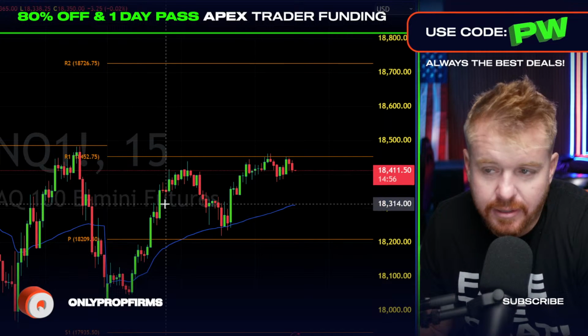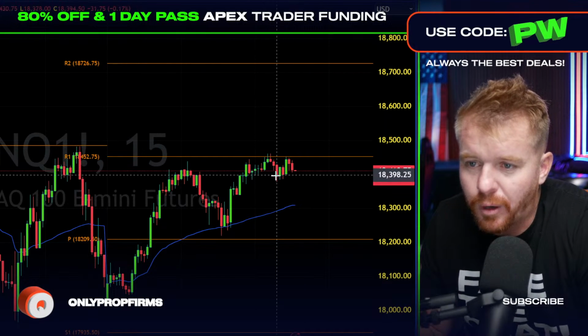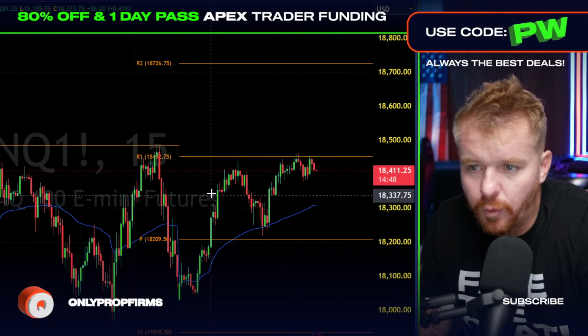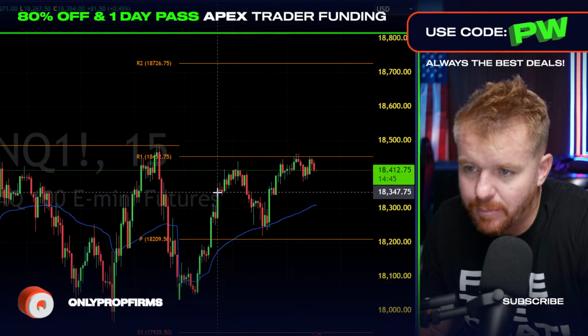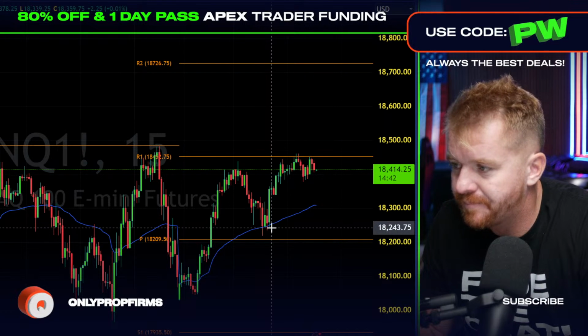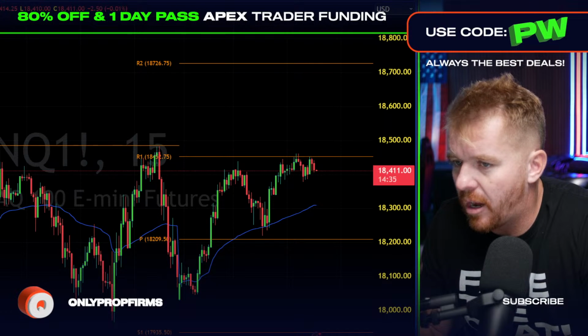I just feel like this is a recipe for a pullback here. Whenever the price action just sits there with not much going on below it, you can see earlier it was kind of the same setup. We got up into this level and then pulled right back to the VWAP. So 18,400. There's liquidity sitting there for now.